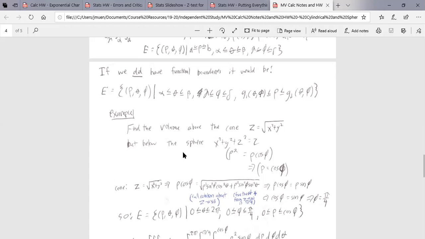If you take a look at what's going to result from this, this is just going to end up being a sphere of radius 1, but shifted upward by 1 unit. So its center is at z equals 1 instead of z equals 0, and everything else is the same.